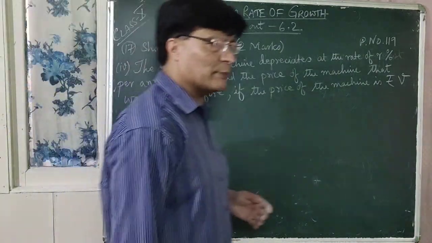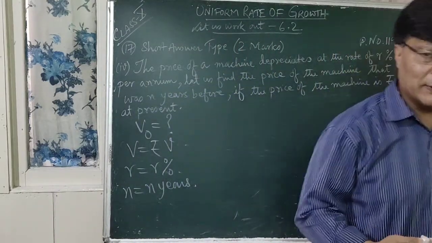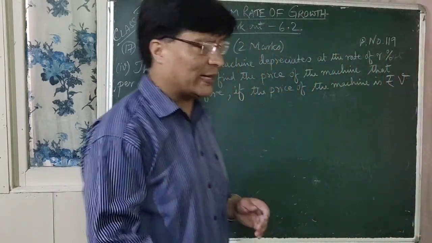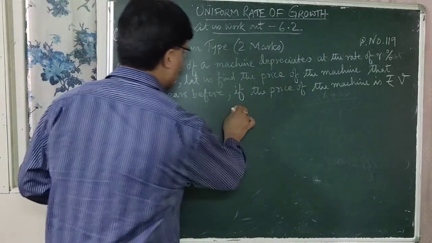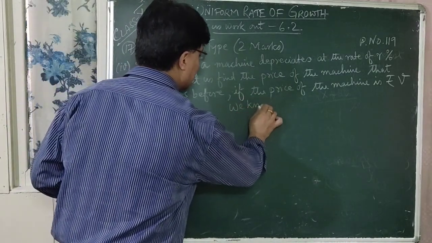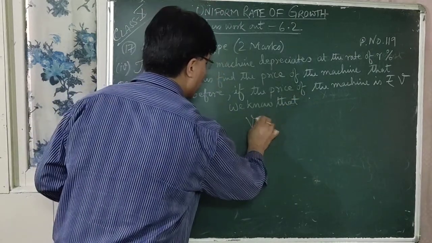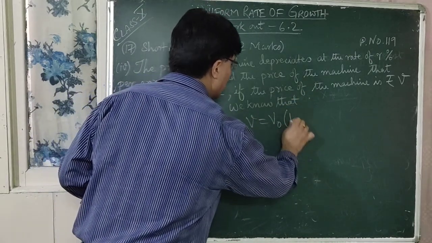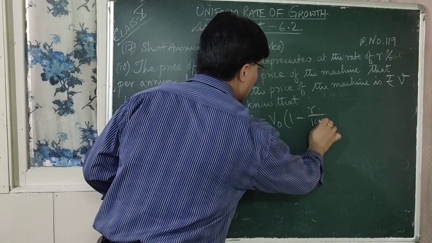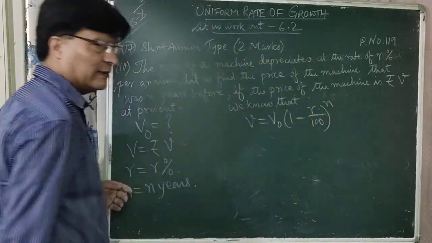So in this case the price of the machine is decreasing. That means you have to write down minus sign. You know that, isn't it? So write down the formula. We know that V is equal to V0 within bracket 1 minus R upon 100 whole to the power n.